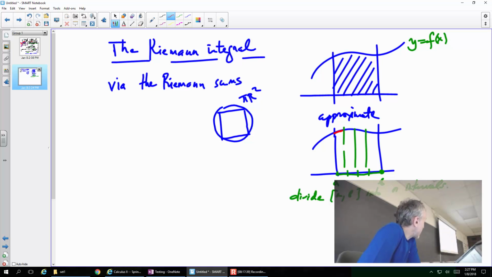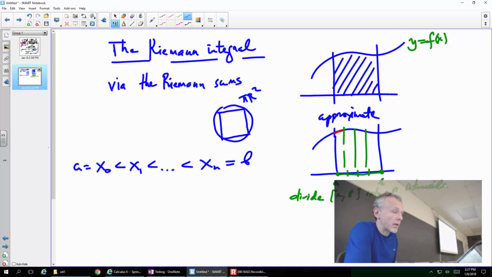So we're going to replace each of those still curved regions with rectangles. Okay, so that's the Riemann sum. Okay, so this is how: a equals x naught, less than x1, and so on, up to xn equals b. So these are the n intervals. So as you can see, n plus 1 points with n intervals. Here I have n equal to 4, just as an example.